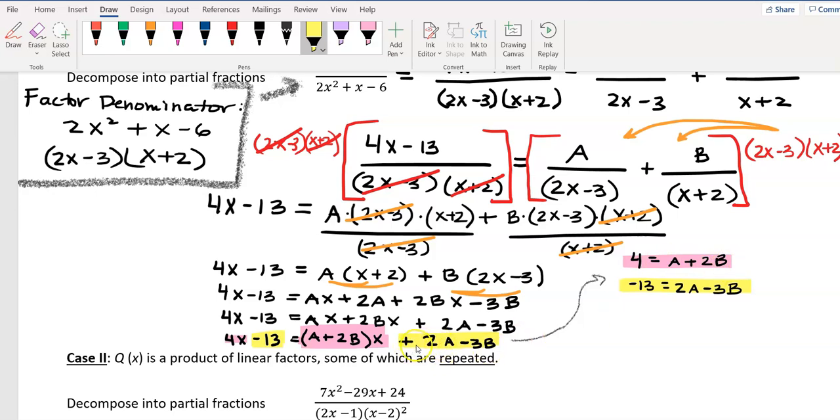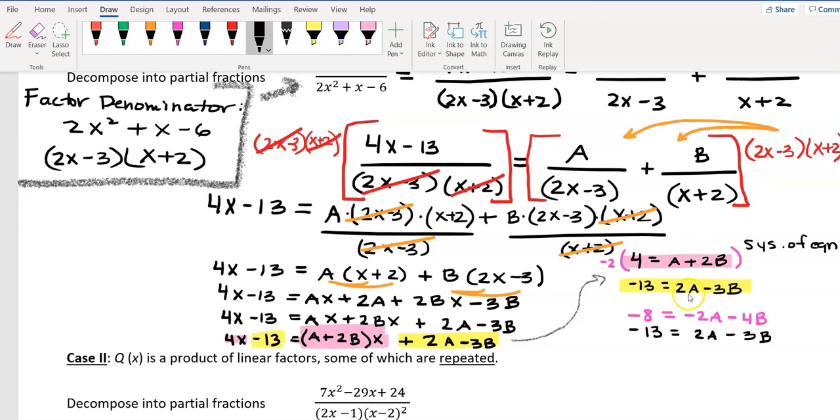Same idea for the constant. We set the constant term equal to the constant, so negative 13 is equal to 2a minus 3b. So now what we have here is a little system of equations, and we're going to go ahead and solve that. What I did is I'm trying to get my a terms to be the same number with opposite signs, so I multiply that top equation by negative 2 all the way through, which gives us negative 8 equals negative 2a minus 4b. And now that they are the same number with opposite signs, I'm going to add my equations together, and I'll get negative 21 is equal to negative 7b, which is telling us that b is equal to 3.